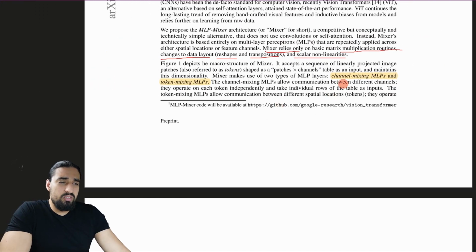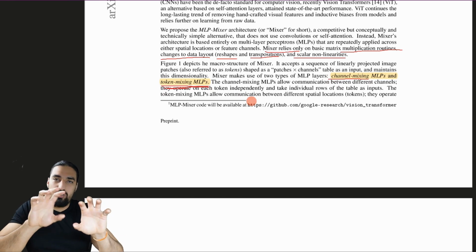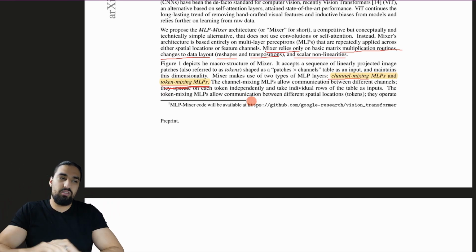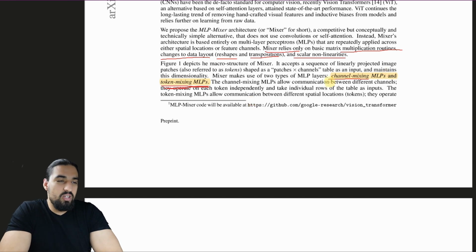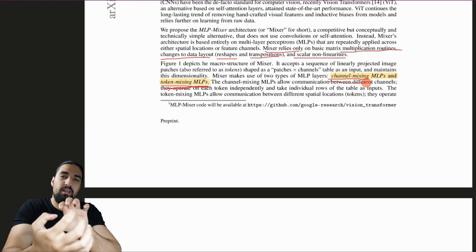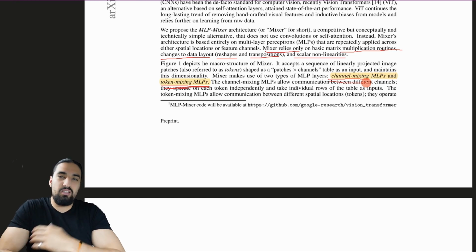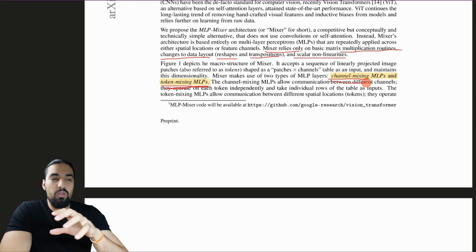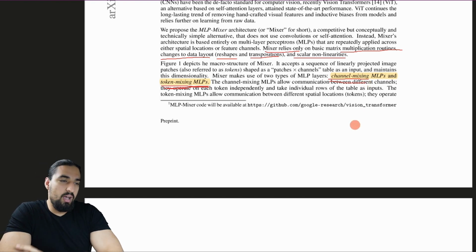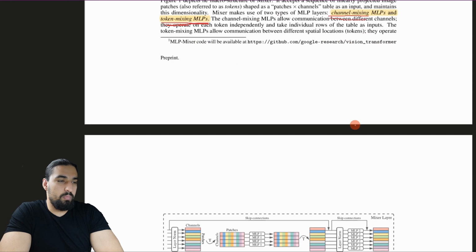Architecture-wise, they just have these channel mixing MLPs and token mixing MLPs. The token mixing MLPs basically attend across the image, so the spatial extent, they attend the tokens, the patches, and the channel mixing ones just focus on a single patch and process the channels, hence the mixer name. So they are mixing between processing channels and processing over the spatial extent, i.e. over the tokens or patches.